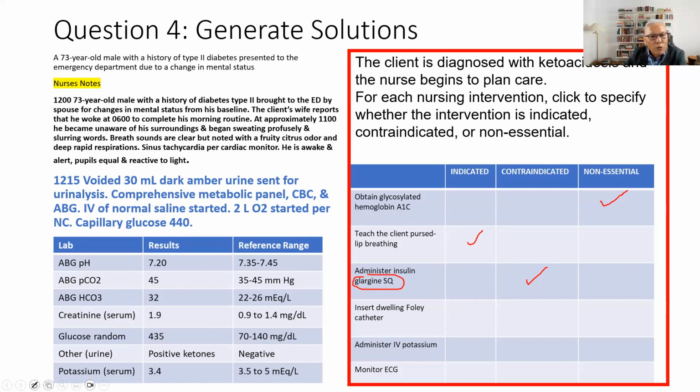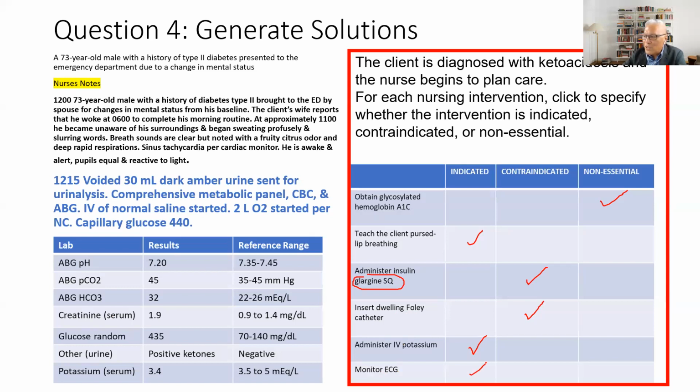Now, do you remember CAUTI? We do not want to routinely insert an indwelling catheter, right? So it's contraindicated because it's contrary to our CAUTI protocols. And how about administering IV potassium? Is potassium needed? Yes, it is, obviously.